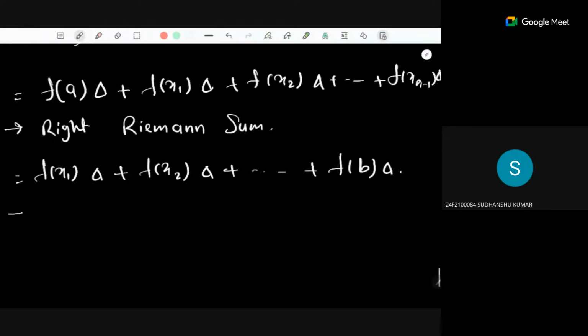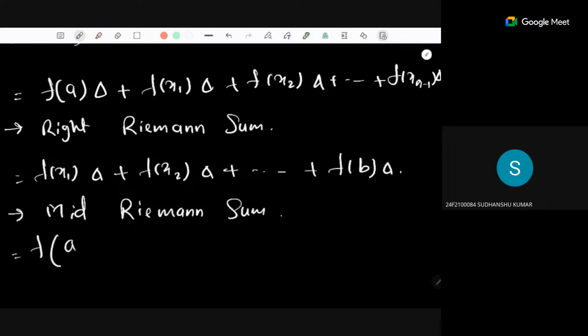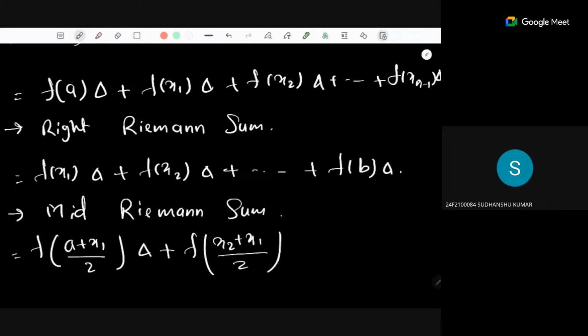And what will be the mid Riemann sum? Mid Riemann sum means the midpoint of each subinterval. Okay, so how can we find the midpoint? By taking the average of the two values, right? So the first will be f of (a plus x1) by 2 times del, then the value of the function at the midpoint, which is (x1 plus x2) by 2, right? This is the midpoint of any interval. If you want to find the midpoint, that means the average of those two things, x1 plus x2 by 2.